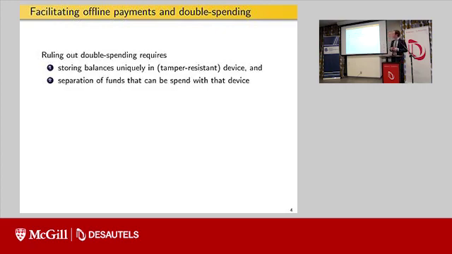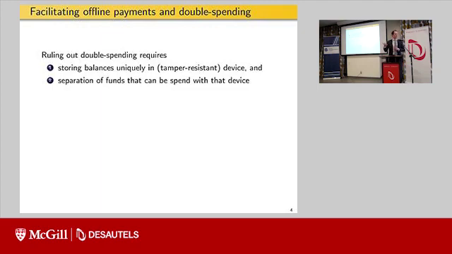So why is that? Well, these are requirements, not sufficient conditions, but if you want to rule out double spending, then you need to store the balances for offline spending uniquely in a tamper-resistant device. So what does it mean? You store these balances in one device. You don't store them in multiple devices. So balance must be stored at one location. And the second is you need to separate those funds that can be spent with that device in an offline environment from the funds that can be spent without that device. So why is this? Well, just a quick sketch of the proof.